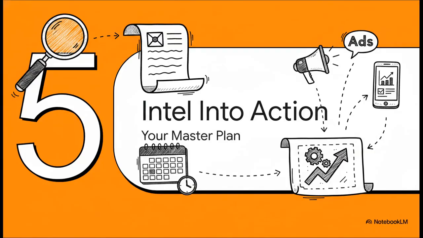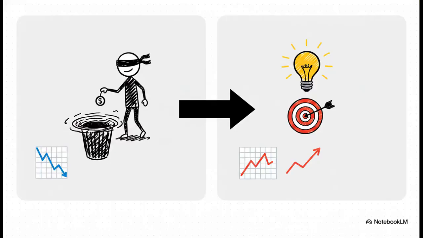Finally, Section 5, turning intel into action and building out your master plan. So we've gathered all these incredible observations, right? But how do we actually apply them? The sources draw a really stark contrast for us here. You have the amateur strategy, which is that costly guessing game we talked about earlier, blind boosting, poor design, zero clear branding, but applying your new analysis unlocks the pro strategy.